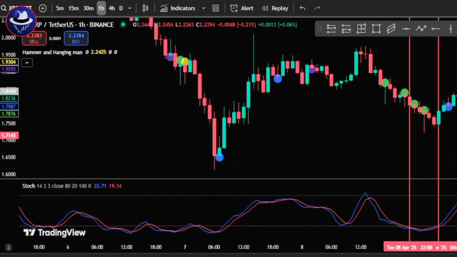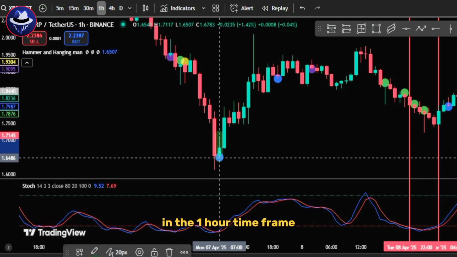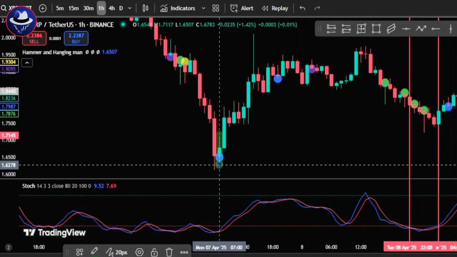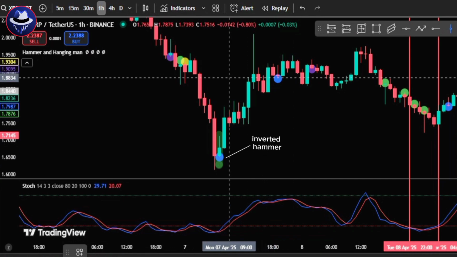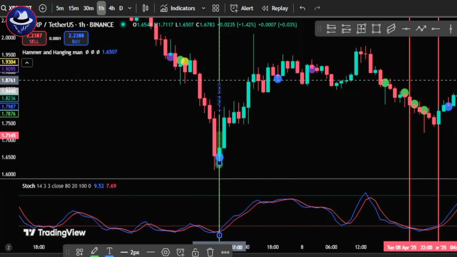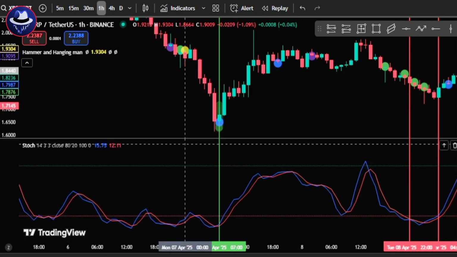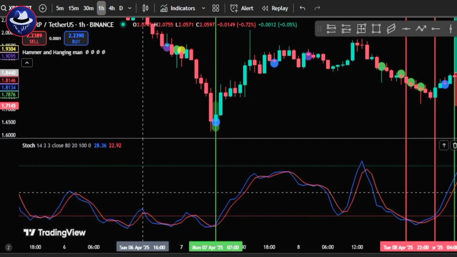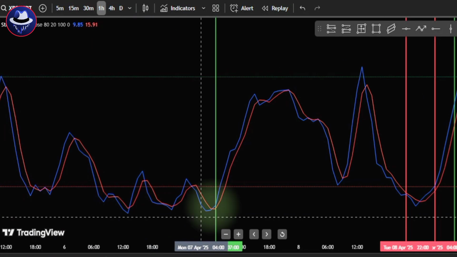at a glance. Let's start with a live example on the XRP chart in the 1-hour time frame. The candlestick pattern indicator shows us an inverted hammer forming at the end of a downtrend, which often signals the beginning of a bullish reversal. But of course, just spotting an inverted hammer alone isn't enough to take a trade, so we bring in our stochastic indicator to confirm the signal.